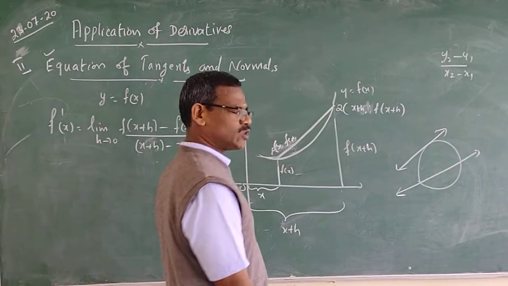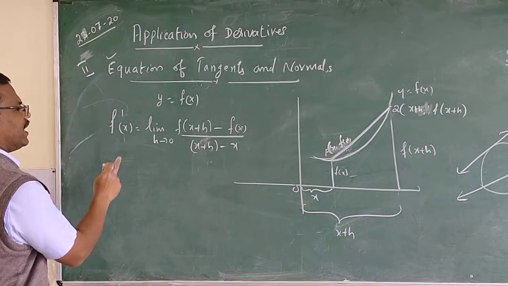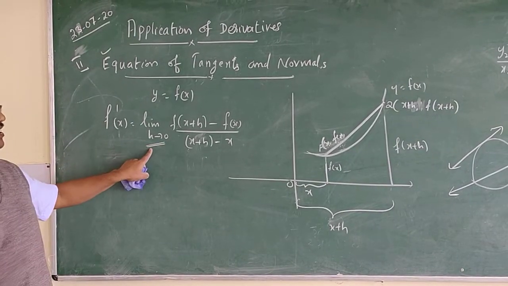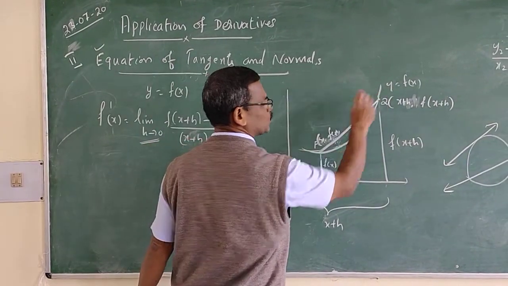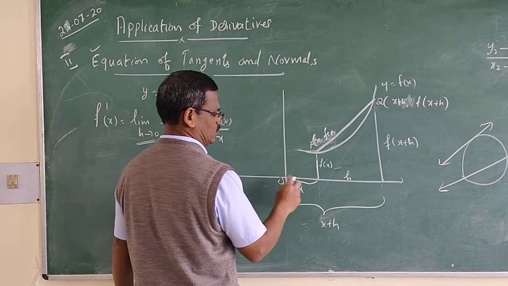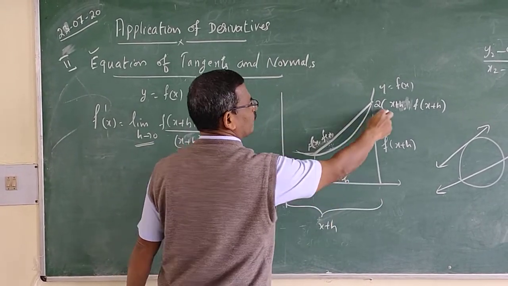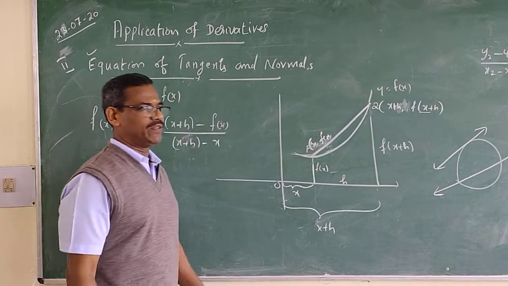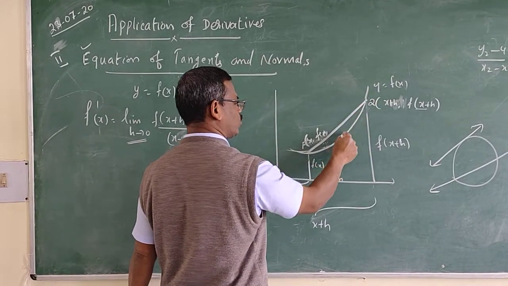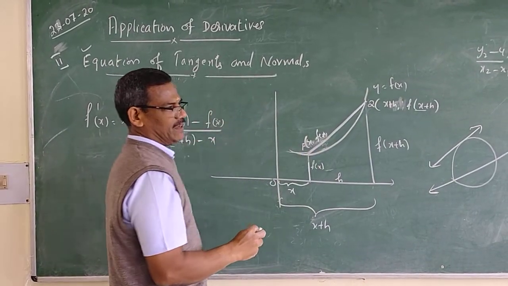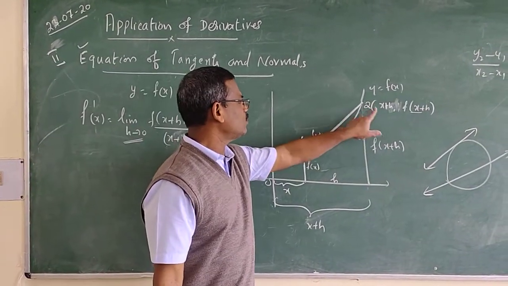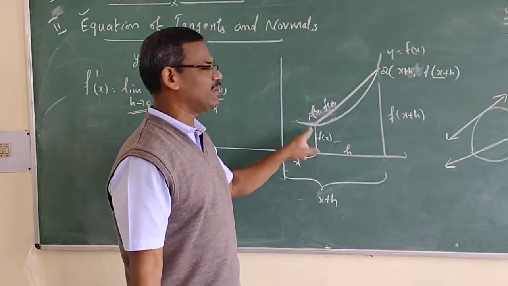That is y2 minus y1 divided by x2 minus x1. We know it is the slope, and you can see that h tending to 0 is there. When h tends to 0, what happens to this Q? I have taken first x and then taken an increase h, so this is x plus h, and f of x plus h is its corresponding y value. When h tends to 0, slowly this Q is going to coincide with P. When h becomes 0, P and Q become the same point.